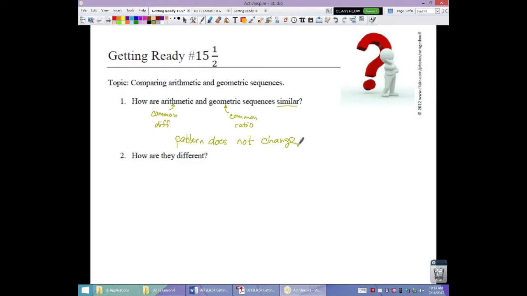Okay, now how are they different? That's a big, easy one to identify. Arithmetic sequence has to be adding. Even if it looks like subtraction, that's adding a negative. And geometric is defined as multiplying. Even if it looks like it is division, it's actually multiplying by a fraction or decimal between 0 and 1.